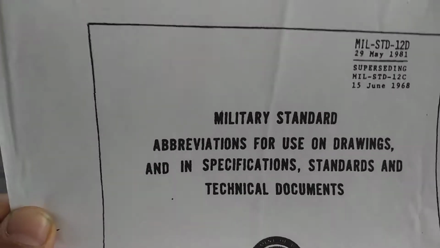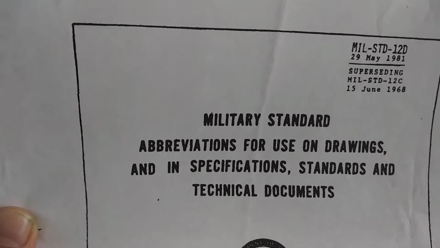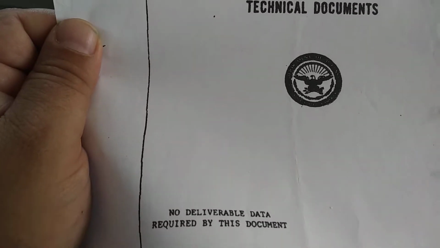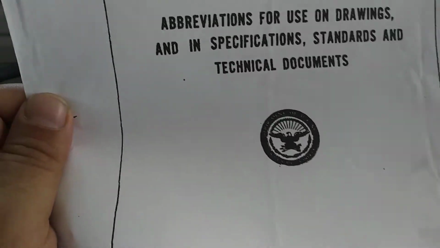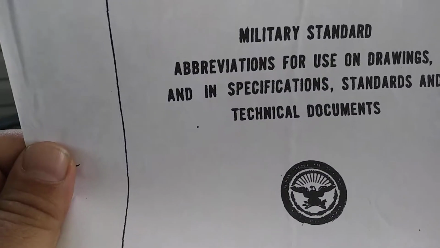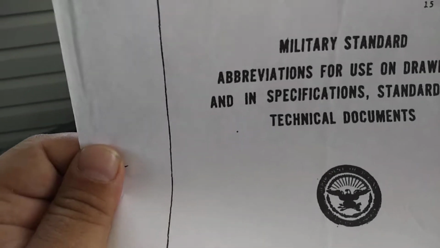You're going to want to download this. It also comes with the files. Military Standard 12D, your military standard abbreviations for drawings and specification standards, technical document, Department of Defense. This gives you abbreviations and helps you out with drawing when you're doing pipe schematics and other like abbreviations.